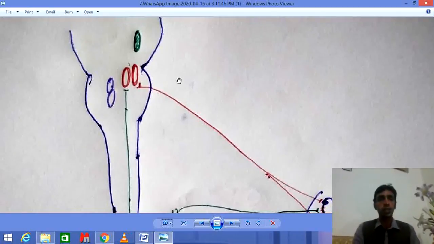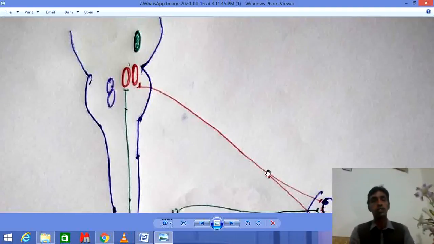Another feedback mechanism, for example, you can also call it this one. This is the parasympathetic nucleus, and this is the parasympathetic pathway. This is the parasympathetic pathway for what? For the decrease of heart rate. This only decreases the heart rate. This can only decrease the heart rate. This can't do anything else.